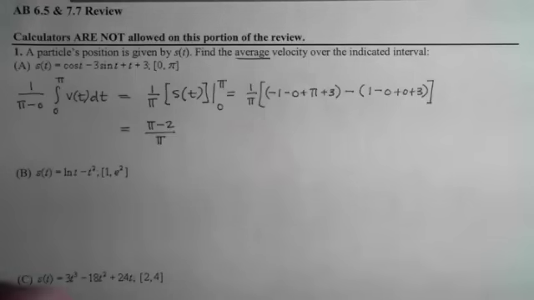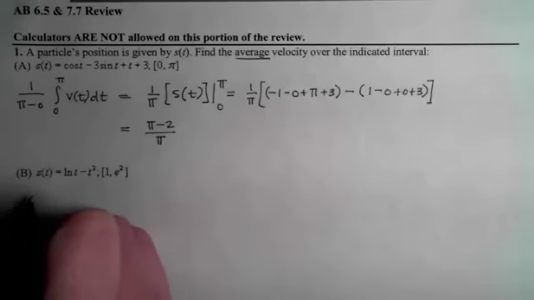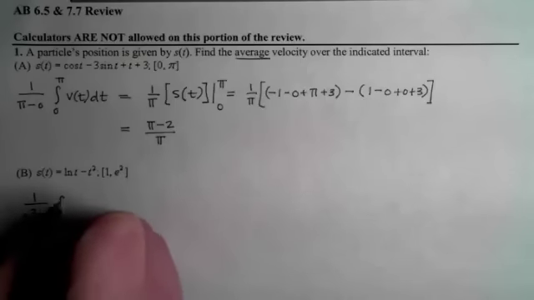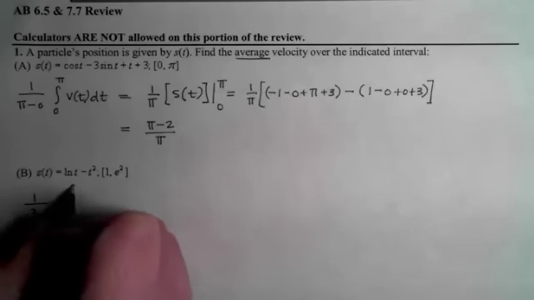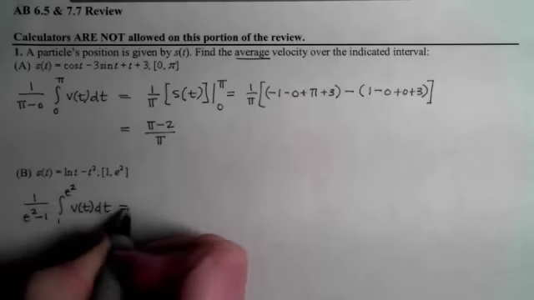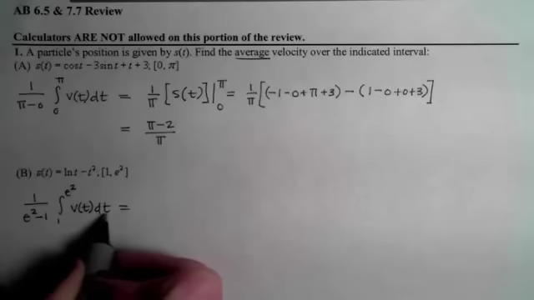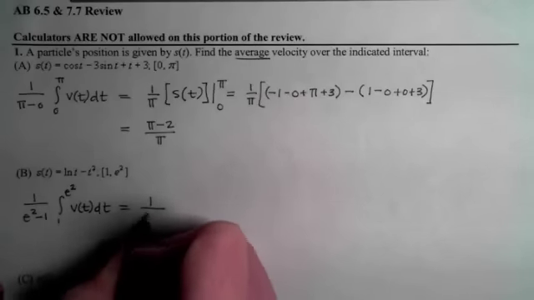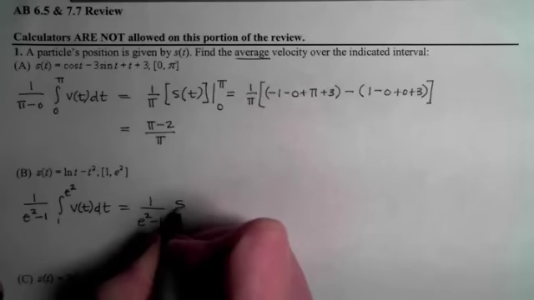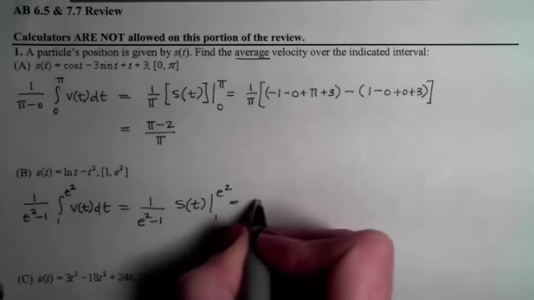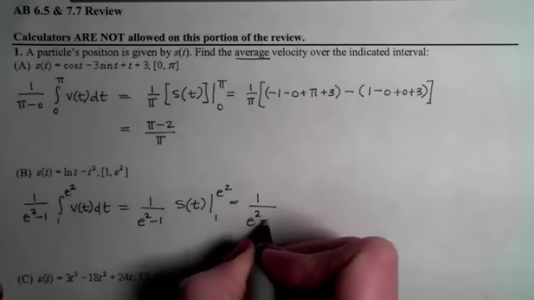Look at part B, same process. We want the average velocity, so that's 1 over b minus a times the integral from a to b of the velocity function. Now we answer the question, what did I take the derivative of with respect to t that gave me velocity? And that would be the position evaluated from 1 to e squared. So I plug in e squared.